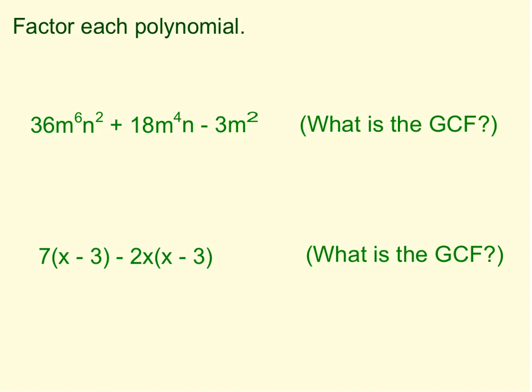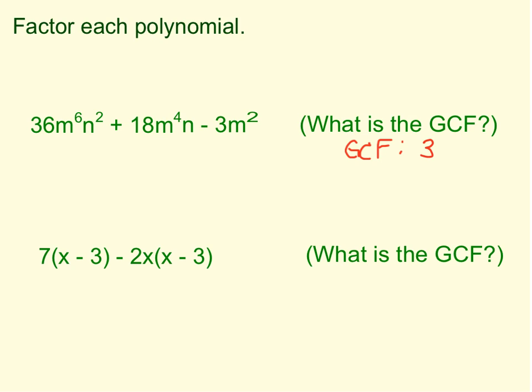Alright, so factoring polynomials. Let's look at one a little bit more complicated. First, find that GCF. We have 3 terms, so we have to look at all 3 numbers. You have a 36, an 18, and a 3. What's the biggest number that fits into all 3 of those? Start by looking at the smallest number, because you know it can't be bigger than 3. Does 3 fit into 18? Yes. Does 3 fit into 36? Yes. So 3 is part of our GCF.